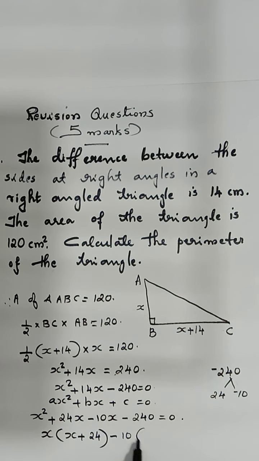What is 24 square? 576. Total is 676. It is a square number. Again, it is 26 square. AC square equal to 26 square. Therefore, AC will be equal to 26 centimeter. Only the positive value we are taking as it is the length. So hypotenuse also we got, therefore we can easily find out the perimeter.